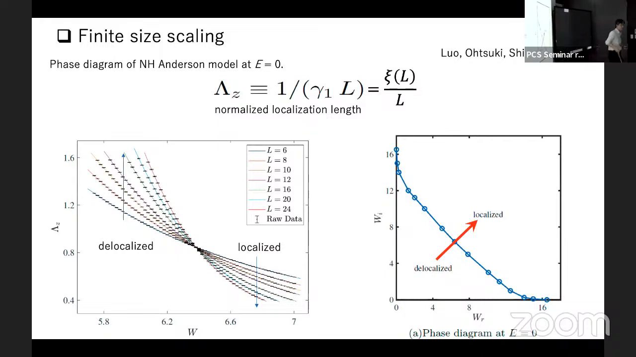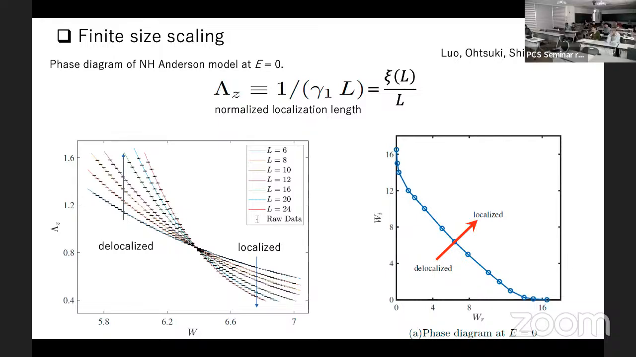But when WI equals 0, that is the Hermitian case, the Hermitian Anderson transition. So the critical point is different from this one. It is here. So the critical point is here, 6.3.